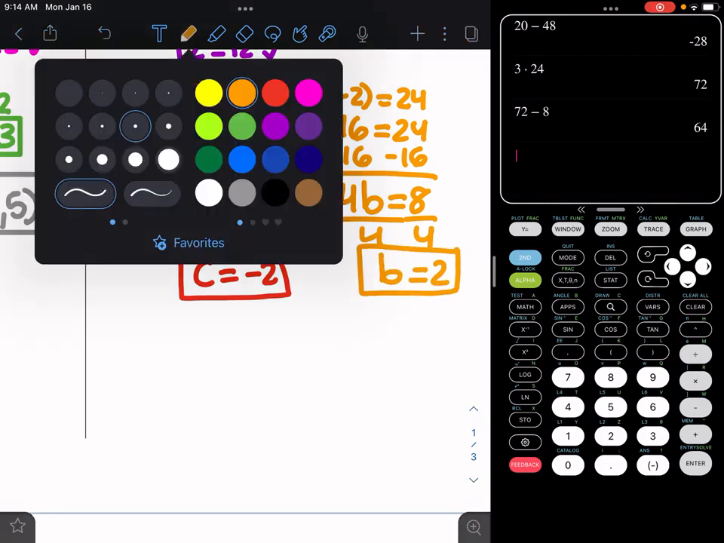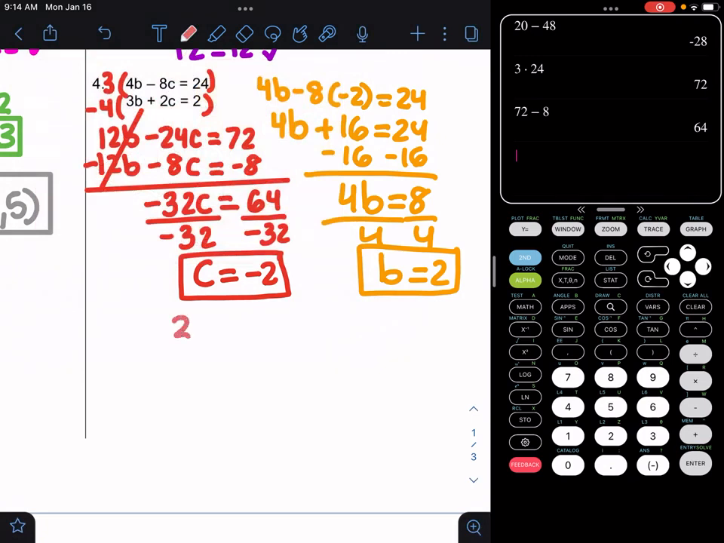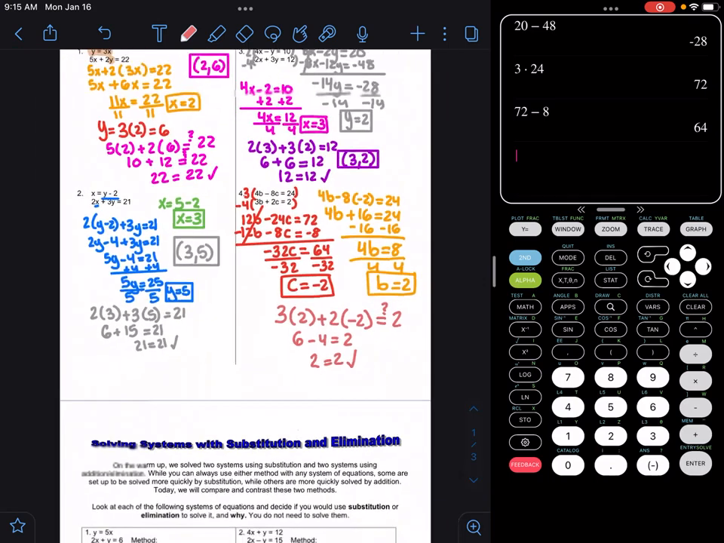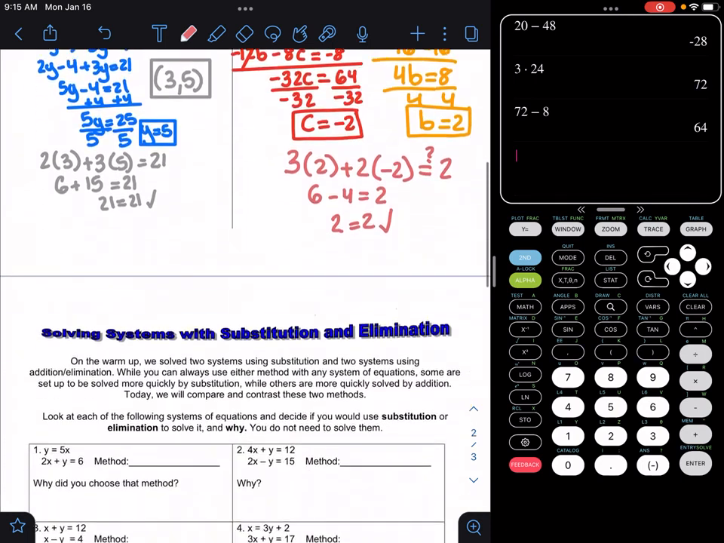Now let's check this using the other equation. 3 instead of b I'll put 2, plus 2 instead of c I'll put negative 2, and we hope that that's going to equal 2. 3 times 2 is 6, 2 times negative 2 is negative 4, 6 minus 4 is 2, and does 2 equal 2? It does. We're not going to use an ordered pair here because we don't know if b or c should come first, so it's just b equals 2 and c equals negative 2. Alrighty, nice job, nice job.